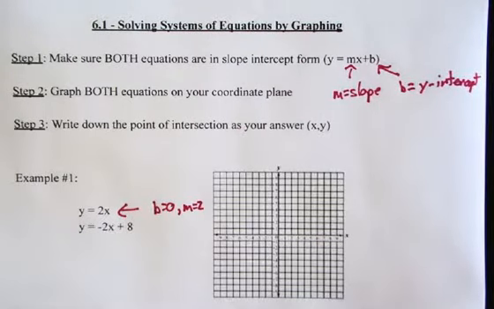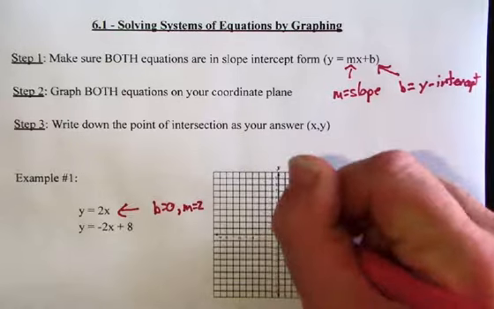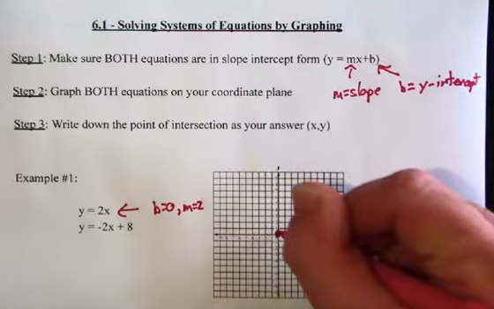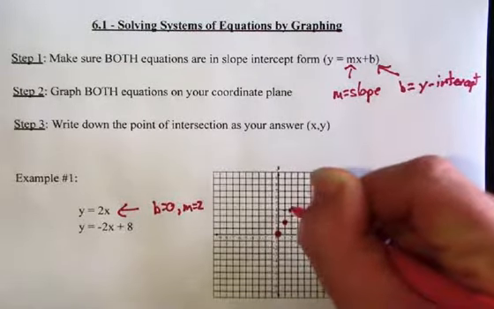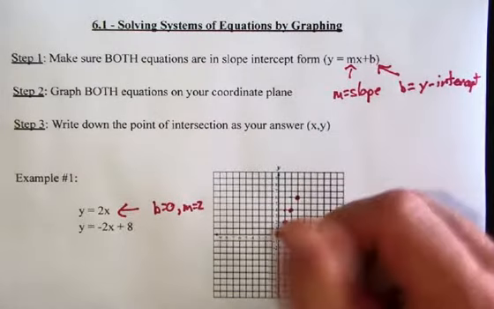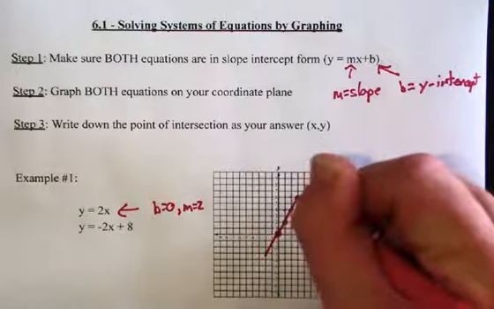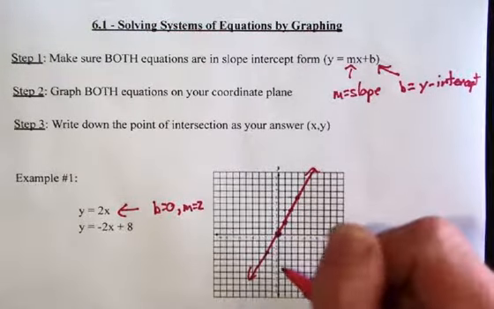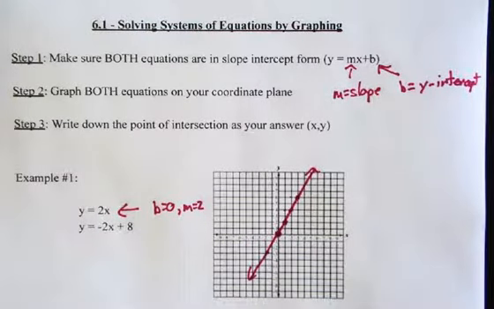So we're going to start at the point 0, 0 because our y-intercept is 0, so that means on the y-axis we're at 0. And then our slope is 2, so that means we're going to go up 2 for every 1 we go over. Up 2 over 1, up 2 over 1. Now, I'm going to draw this without a ruler, but I'd encourage you to use a ruler when you're actually drawing these lines because we're looking for a very exact point where they intersect. Okay, so that is our first line.